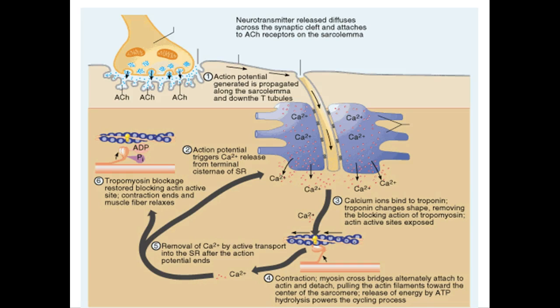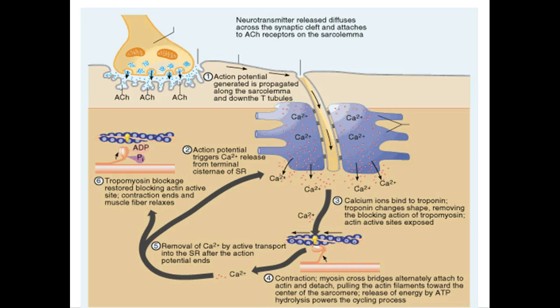So number one, we've got the action potential that's generated and propagated along the sarcolemma and down the T-tubules. You can see that it's traveling down here. Number two, the action potential triggers calcium release from the terminal cisternae of the sarcoplasmic reticulum. Calcium is being released into the cell. So the calcium ions bind to the troponin-tropomyosin complex, and it's going to change shape, removing the blocking action of tropomyosin, and the actin active sites are exposed as well. Okay, so that ratchet mechanism can now bind.